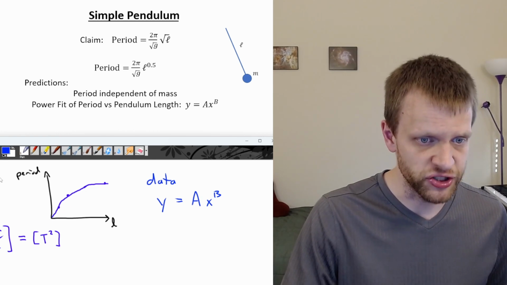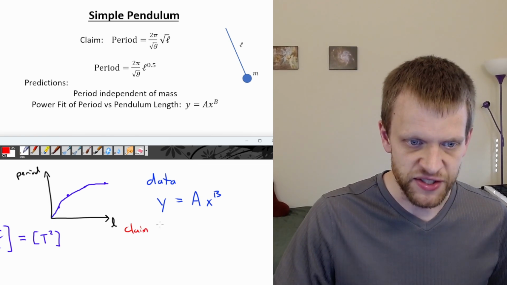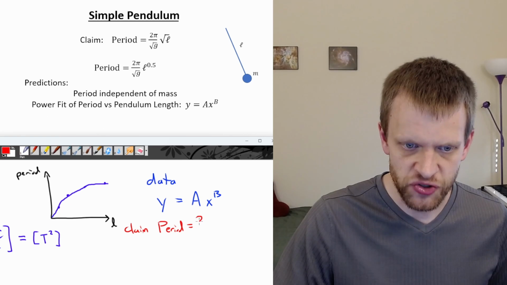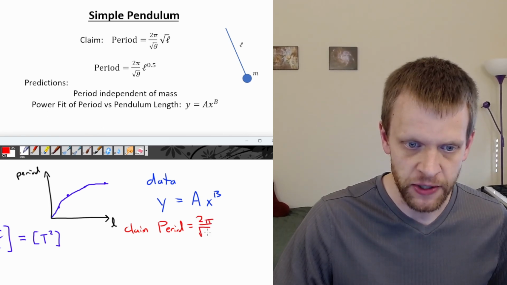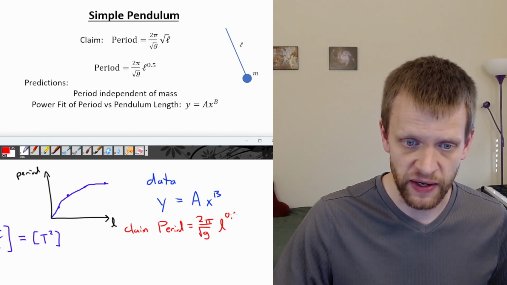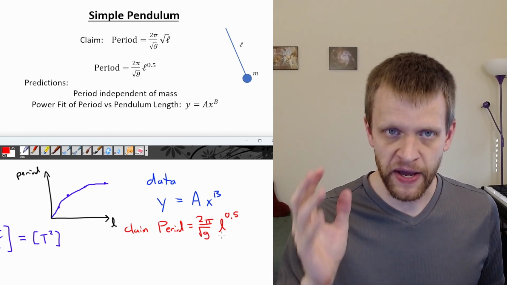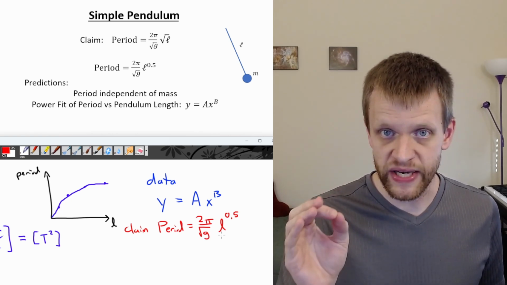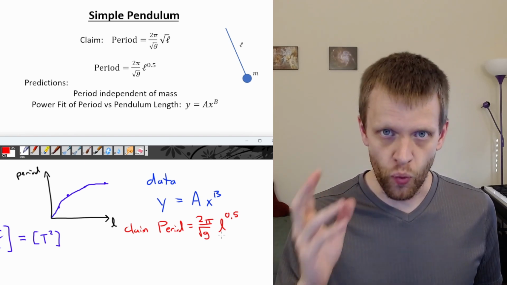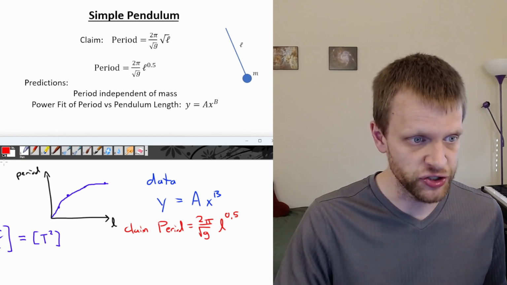Our claimed equation, so this is our data, and our claimed equation is that the period is equal to 2 pi divided by the square root of g times the length of the pendulum to the power of 0.5. So what we want to do is compare what kind of a fit we get from our data. We haven't taken the data yet, we're going to be doing that shortly, but compare what mathematical pattern we get from the data and compare that with our claimed equation.